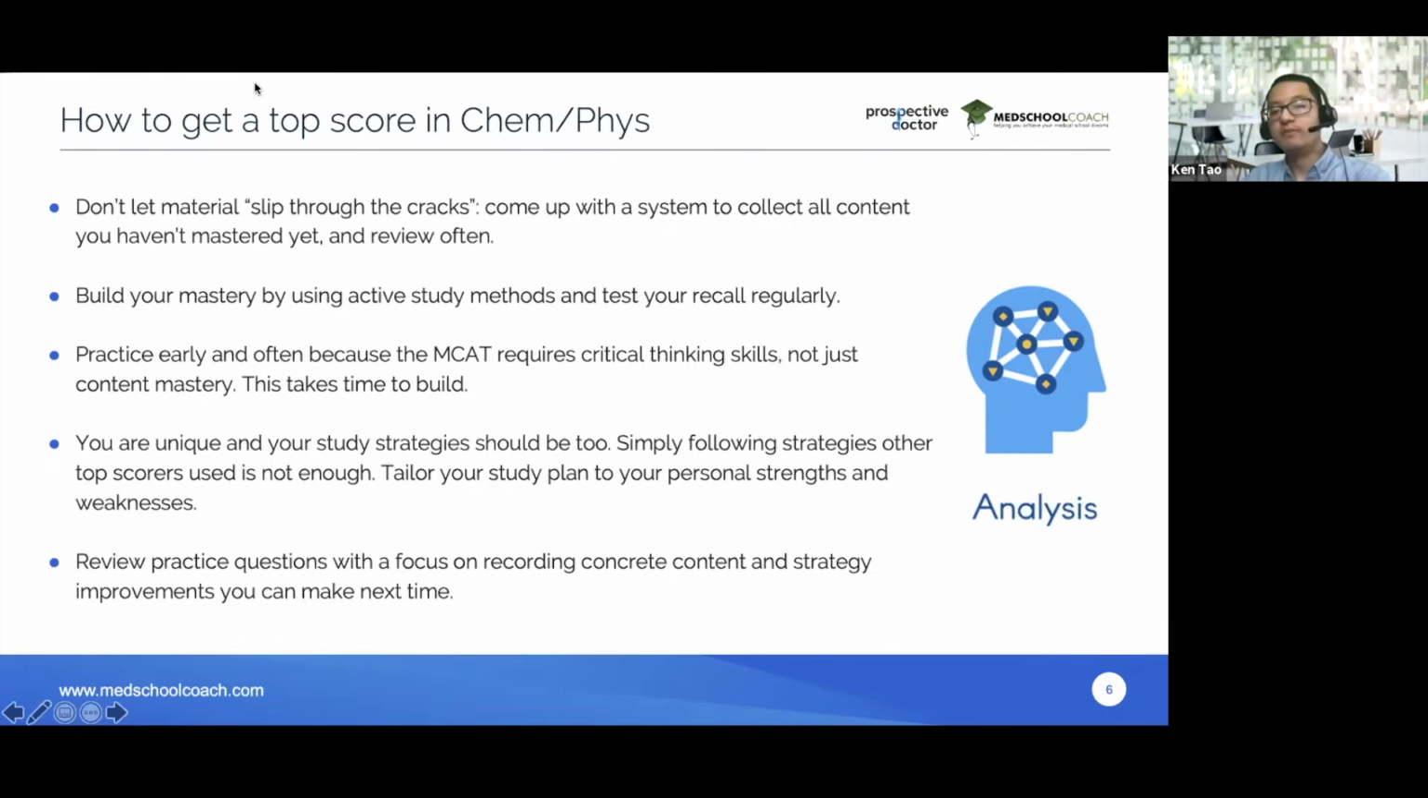So when you're reviewing your practice questions, you want to do your review in such a way that gives you takeaways that are going to give you a lot of improvement on future questions. That often means your review shouldn't be too narrow, but should focus on everything that the question is trying to cover. All right, so these are some good tips to think about for Chem Phys.